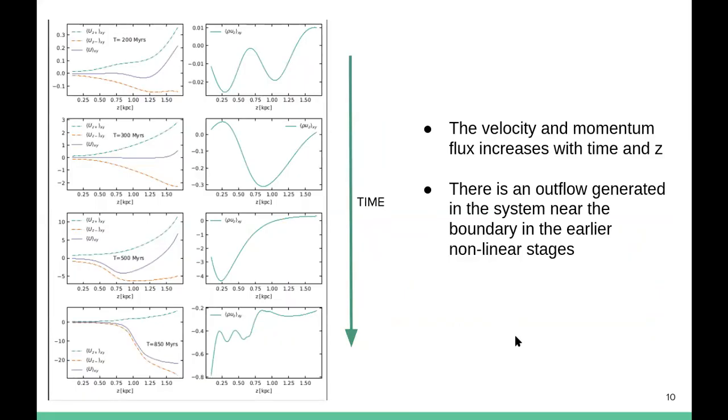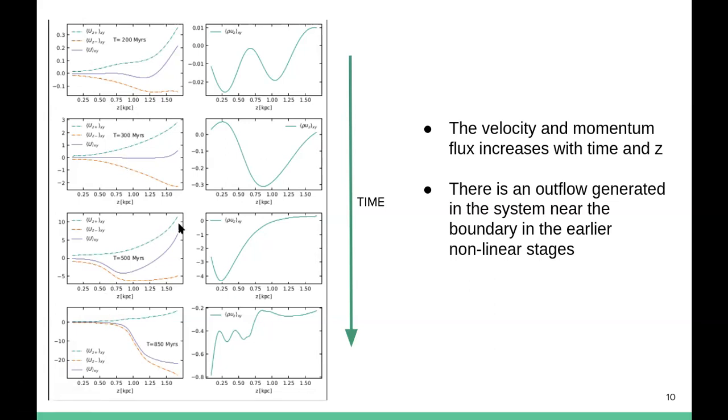It is also interesting to look at the evolution of velocity and momentum flux throughout the system. What I've plotted here, in the two columns, is on the left column, the vertical velocity component, which is divided into three parts. The green dashed line is the positive component of the vertical velocity. The orange dashed line is the negative component. And the purple line is the total vertical velocity component, at different times.